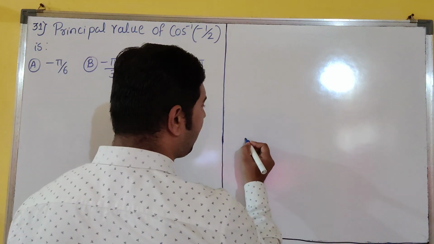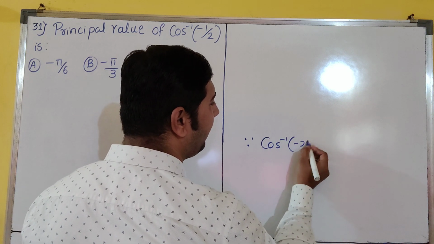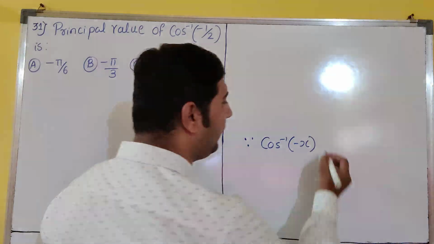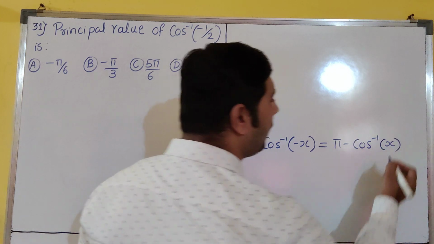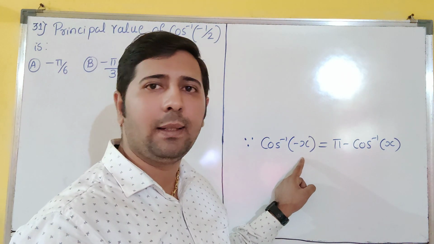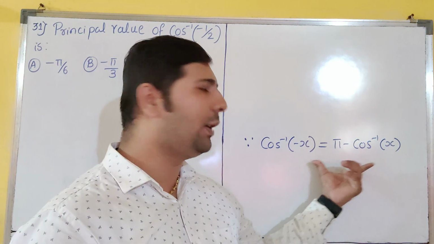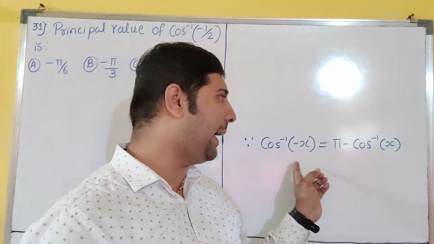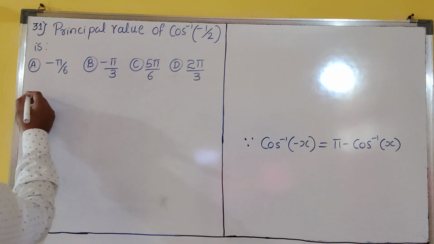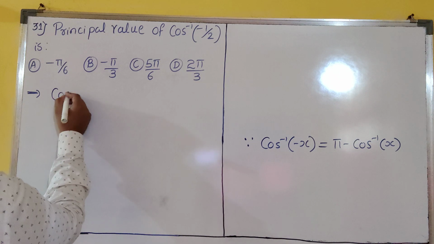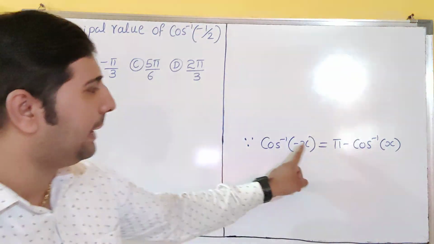So we have a formula, dear students, one of the properties: cos inverse of minus x is nothing but pi minus cos inverse x. Cos inverse of minus x can be written as pi minus cos inverse x. If the value is not coming in the range, we will use this property. Now see how to solve this one.